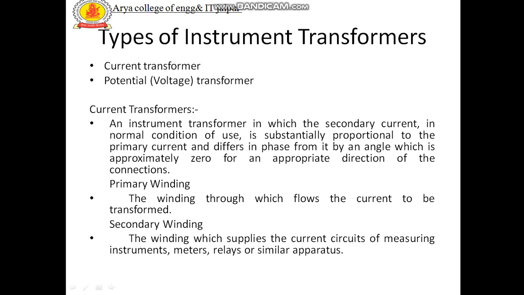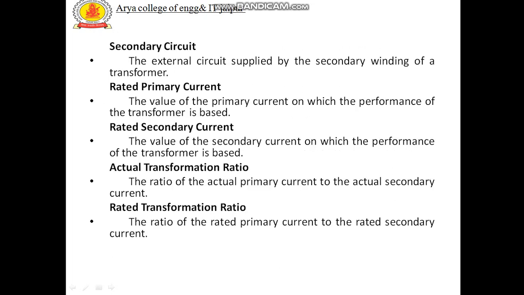Primary winding, the winding through which flows the current to be transformed. Secondary winding, the winding which supplies the current circuit of measuring instruments, meters, relays or similar apparatus. The ammeters, instruments or relays are connected in series in the secondary winding. Secondary circuit, the external circuit supplied by the secondary winding of a transformer.